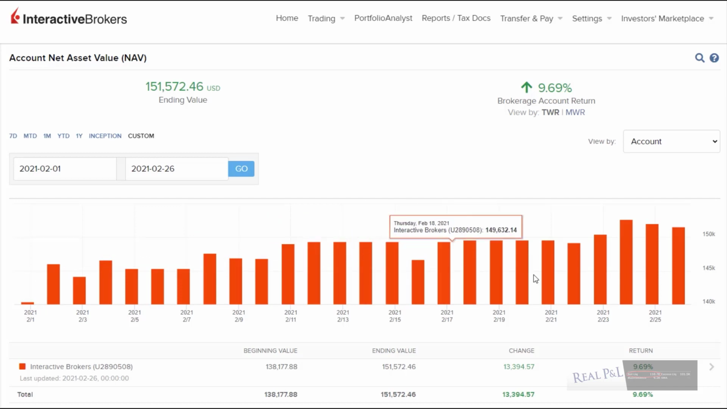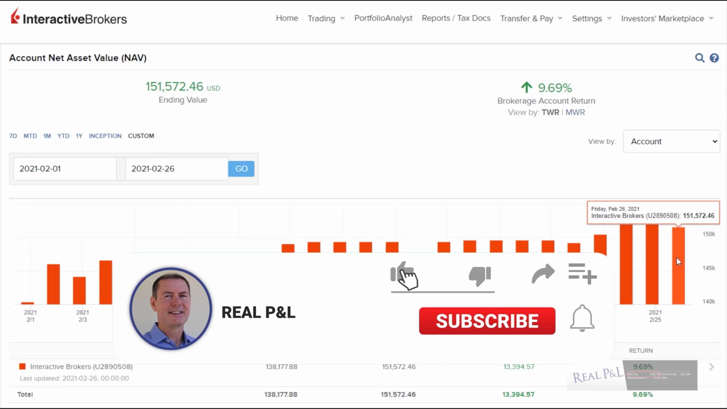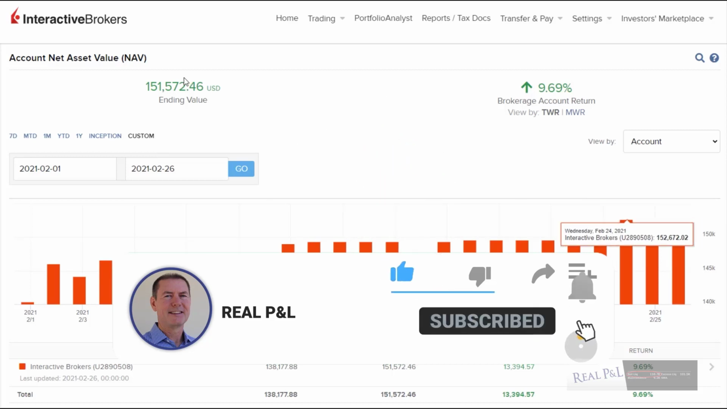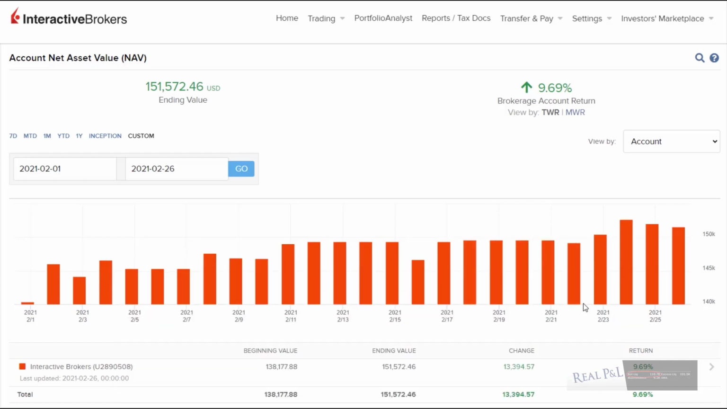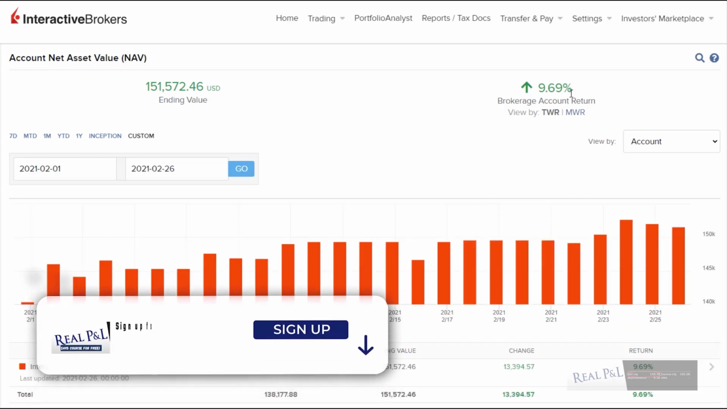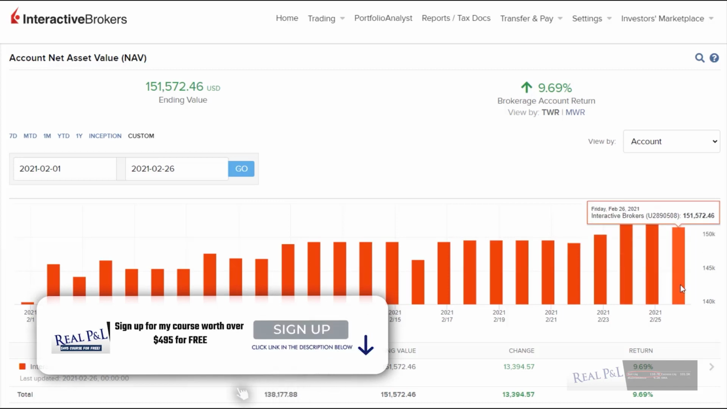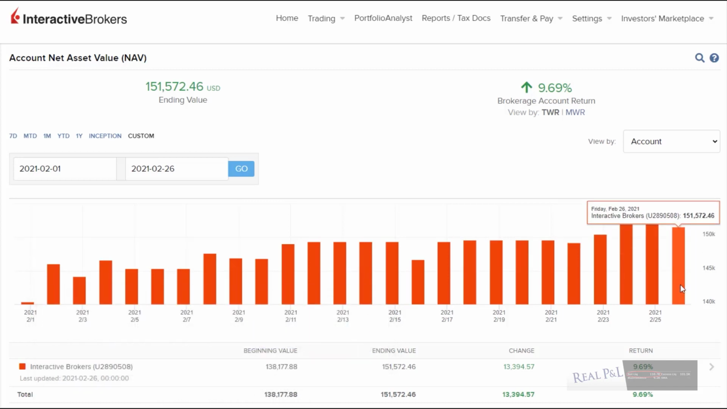Not a lot of volatility at all, unless you want to count volatility going to the upside. And ended with 151.5, which was a really good month. I had a good month, over 9.5%. And there you have it for February 2021.